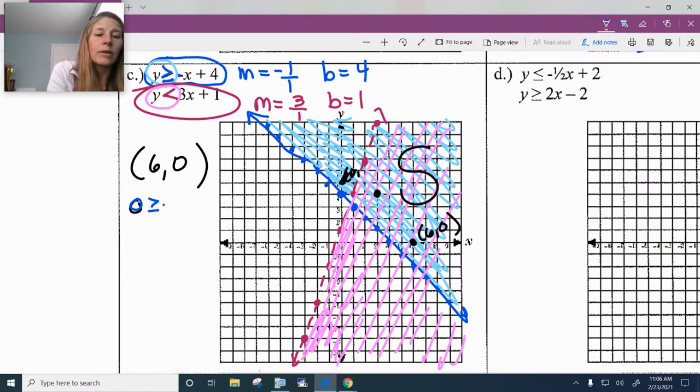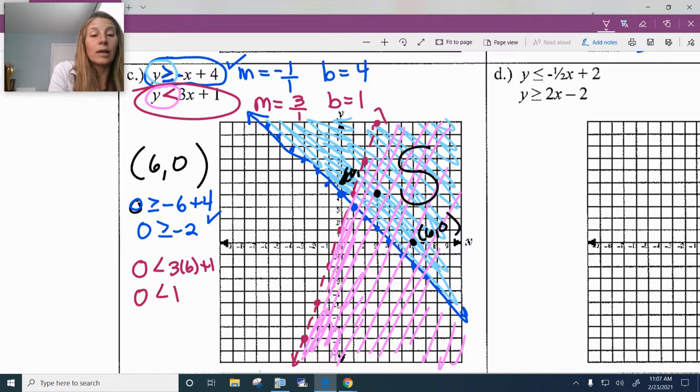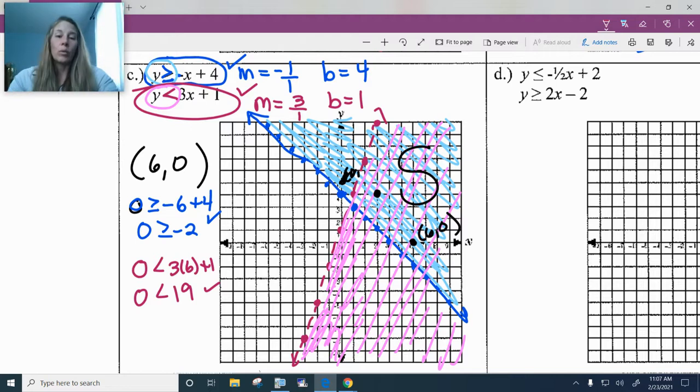And then I have negative 6 plus 4, which equals negative 2. 0 is greater than or equal to negative 2, so I'm good with that one. So now I check my other inequality. I'm putting in 0 for the y again. 3 times 6 plus 1. 0 is less than 19, which is obviously true. So it works there as well.